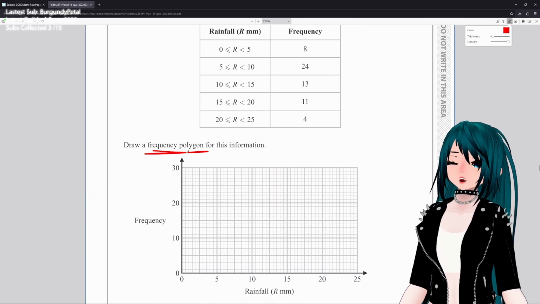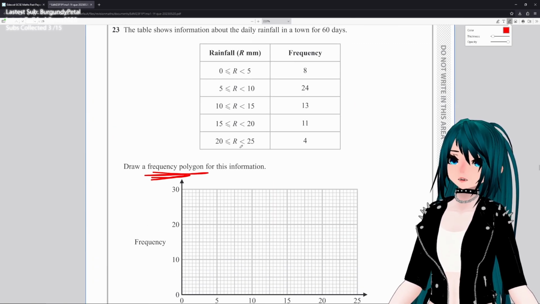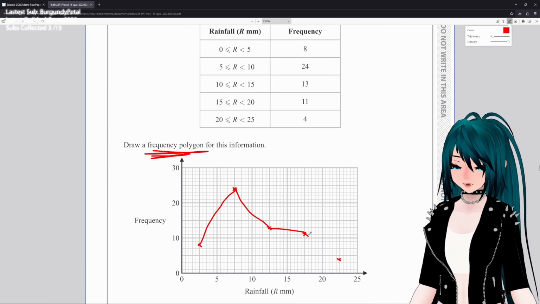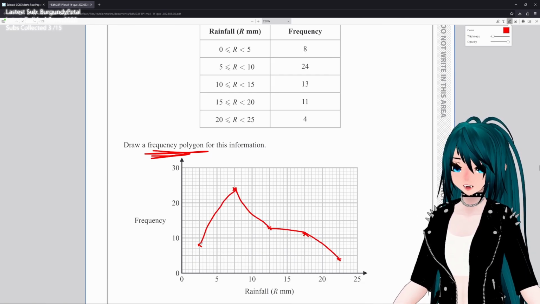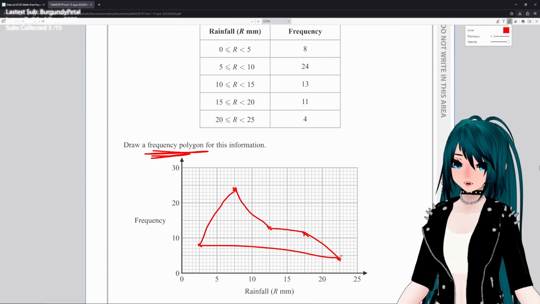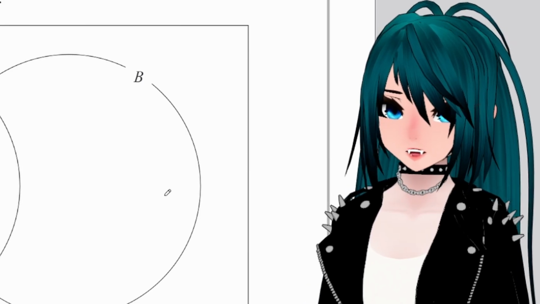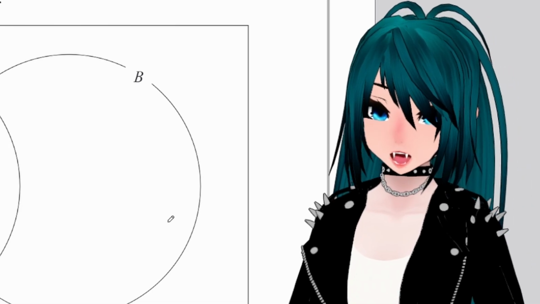Dude, I don't even know what a frequency polygon is. 5 and 10, it is 24. So is this a frequency polygon for you? Is this polygon enough? So polygon would imply that it closes up on itself as an actual shape. I drew a shape on that graph, okay? That's the best we got.